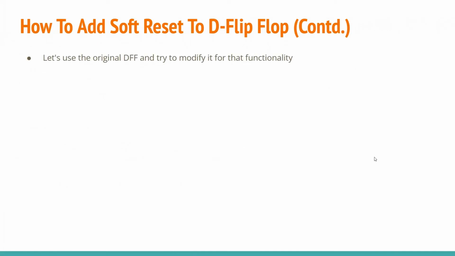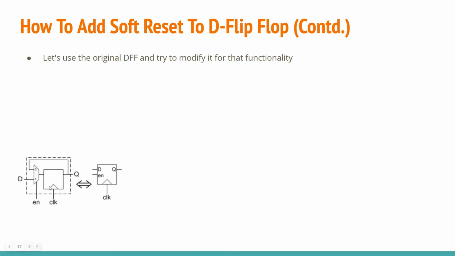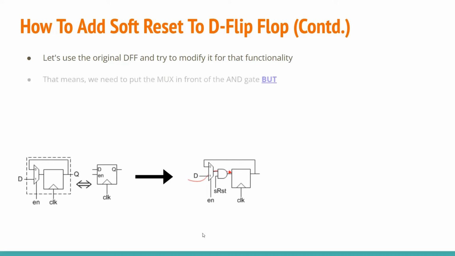Let's use the original D flip-flop and try to modify it for that functionality, right? This is the original D flip-flop. This is the symbolic representation of the D flip-flop. This is what we came up with, right? But then, is that the optimal solution or the best way of implementing this active low soft reset?